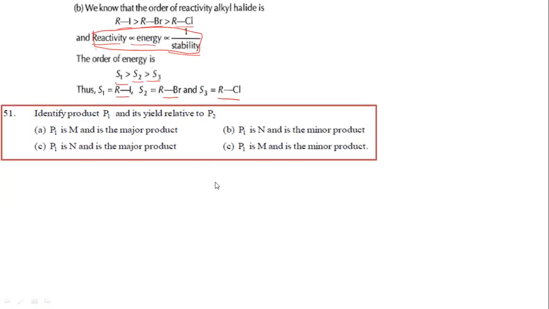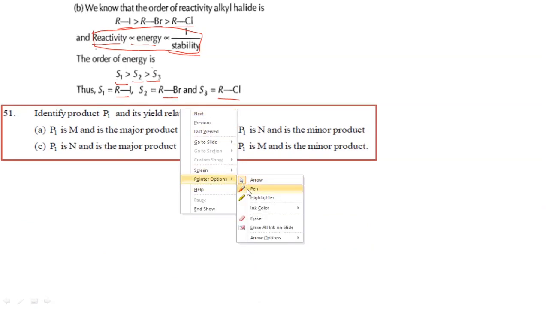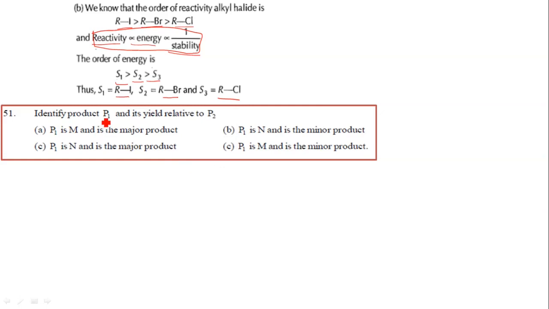Next question. They are asking, identify the product P1, which yields the relative P2. What are the products P1 and P2 formed? P1 is M and is the major product, and P2 is N and is the minor product. Which is the correct answer?